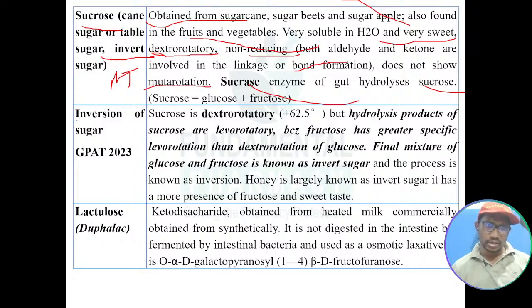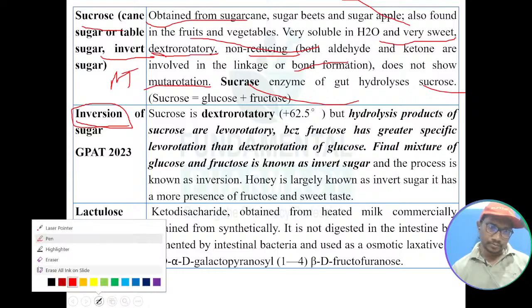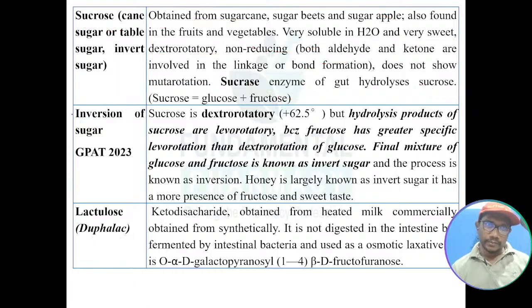Now sucrase is the enzyme in the GIT that hydrolyzes sucrose, forming glucose plus fructose. Now why is sucrose known as the invert sugar? A question on this has come multiple times, inversion of sugar. Why is sucrose known as the invert sugar? The answer to this question lies in this paragraph. Inversion of sucrose, or why sucrose is called the invert sugar?